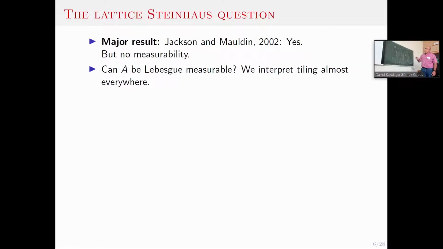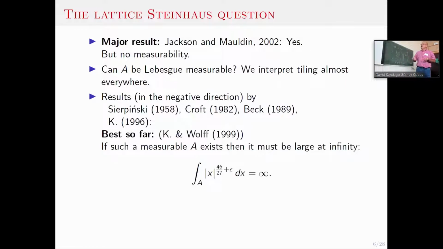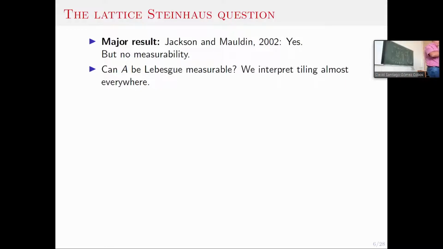But the real question that we like to study here is whether we can do all this with a measurable set. And when you do it with a measurable set, you just interpret tiling almost everywhere. You don't mind if a set of measure 0 is covered 10 times or 0 times, as we usually do.